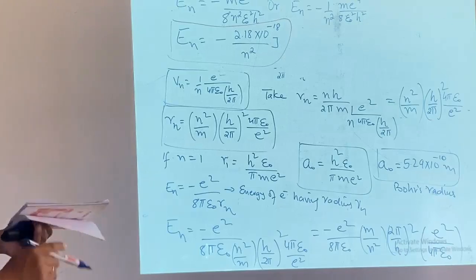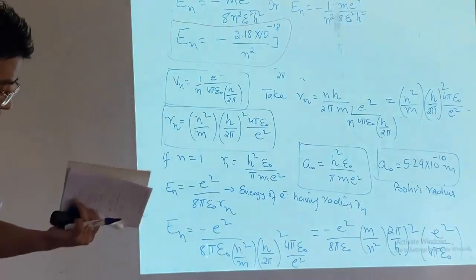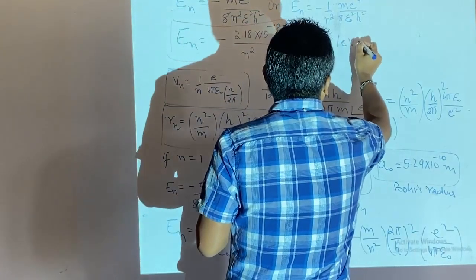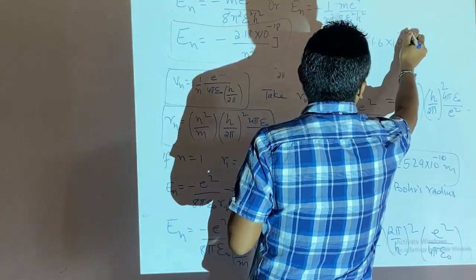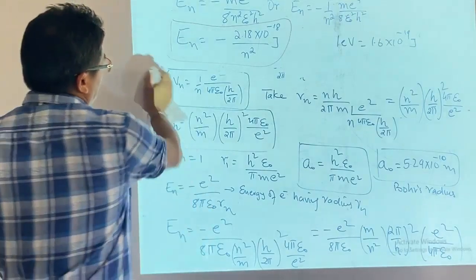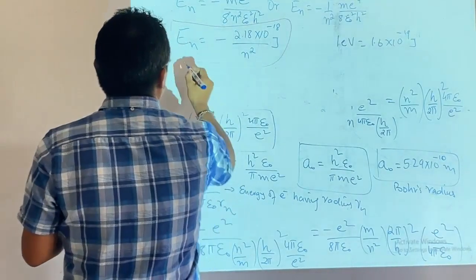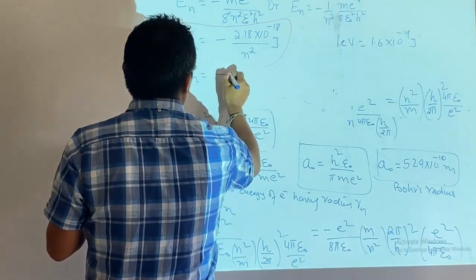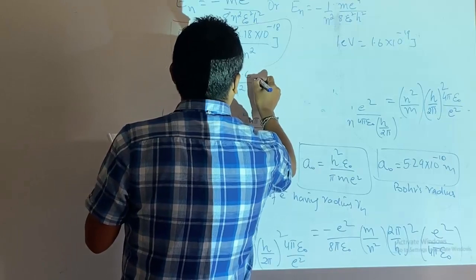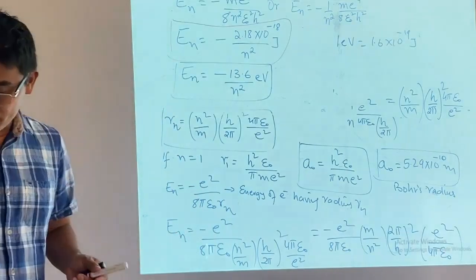Now if I convert joule into electron volt, 1 electron volt is equal to 1.6 into 10 raised to power minus 19 joules. When I convert this into electron volt, we will get a value that is equal to minus 13.6 divided by n square electron volt. So this is the final result.